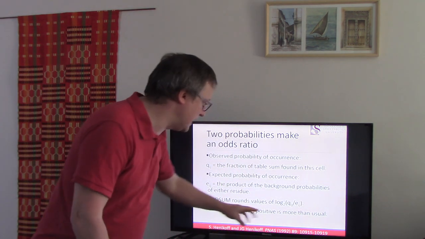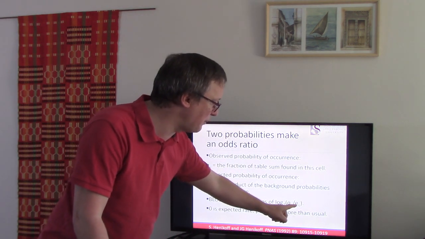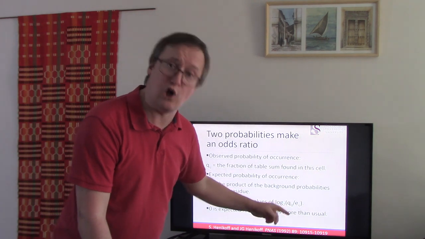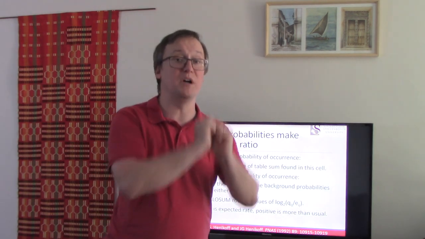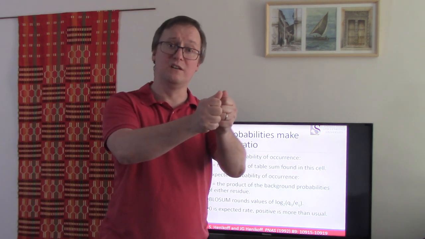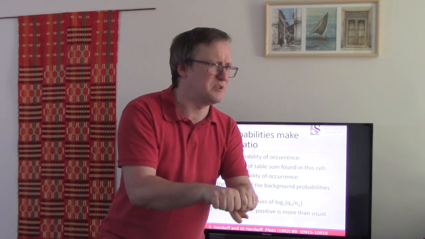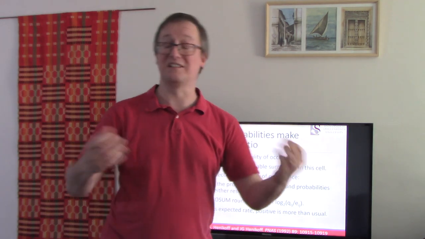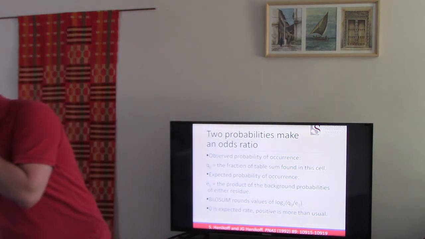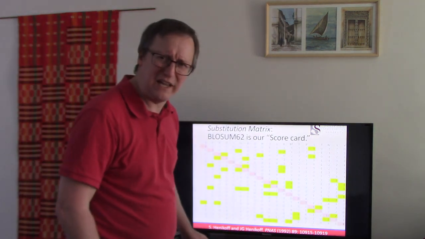So in a log scale, you're dividing one probability by the other, and you're taking the log of that value. If it's positive, it's saying that this is happening much more than you would expect by random chance. If it's negative, you're saying this happens much less than I would expect by random chance. And if it's zero, that's to say it happens just as much as you would expect by random chance. How does that play out?